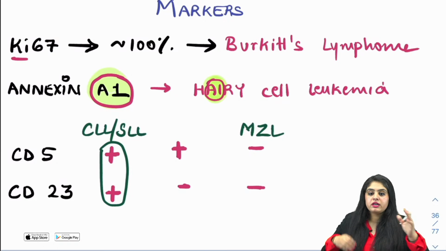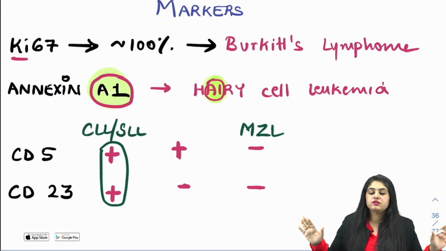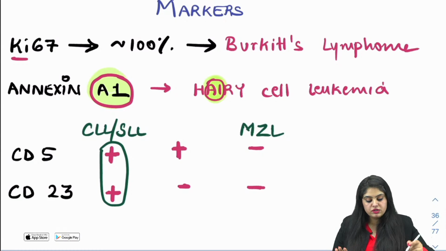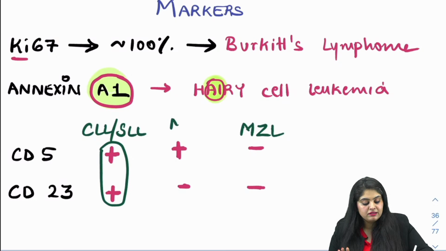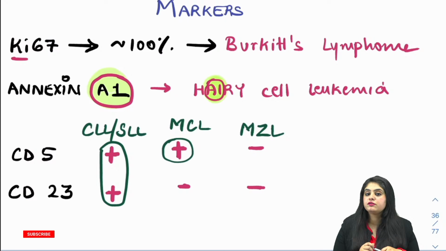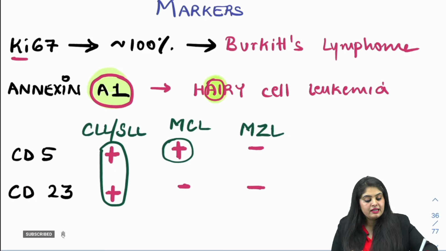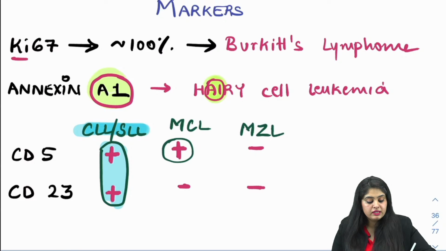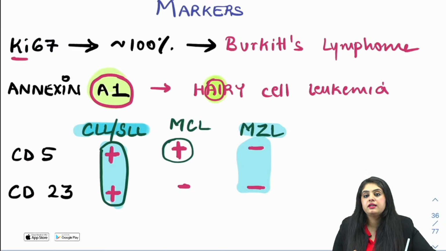Margin, if I look at a photo, you will always ignore the margins. Right, ignore the margins. So marginal zone is going to be everything negative. And what am I left with? Mantle cell lymphoma. Mantle is only going to be 5 positive. So let's do a repeat. CLL, SLL is going to be everything positive. Okay. Marginal zone, ignore the margins. Everything is going to be negative, whereas mantle cell is only and only 5 positive. That also finishes off all your markers.